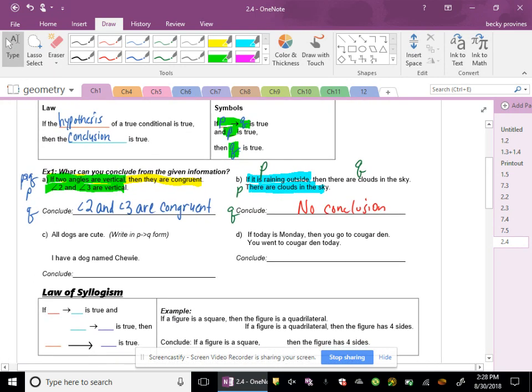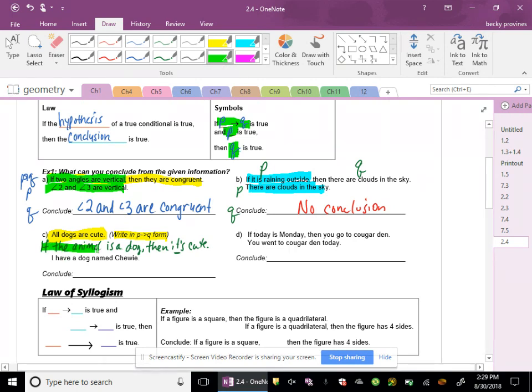Now, sometimes for the first sentence, it's not an if-then form. So I gave you a little hint. It says write it in PQ form. So before we do anything, we need to rewrite it. So I can't say if it's a dog, who's it? So I'm going to say if the animal is a dog, then it's cute. Now I can use it in the second part. That's okay.